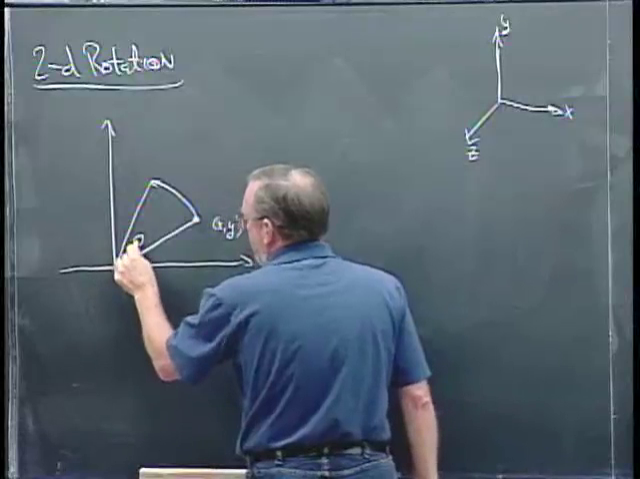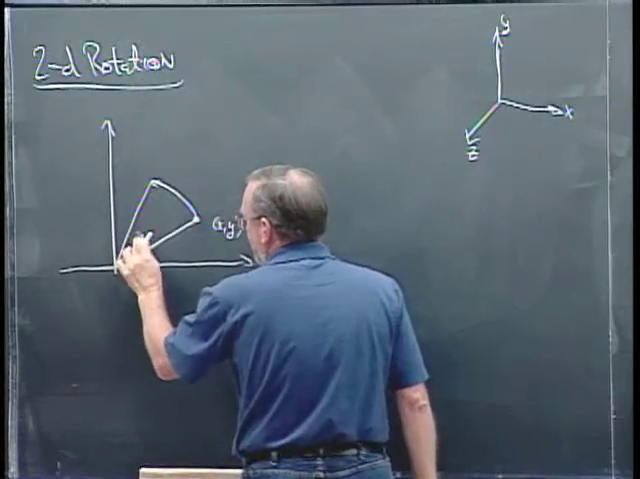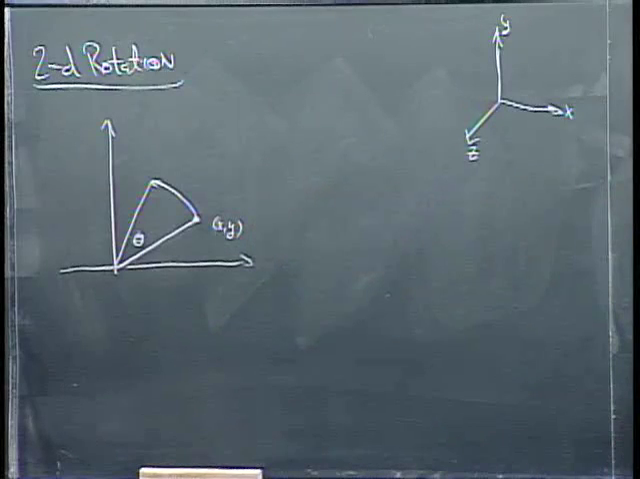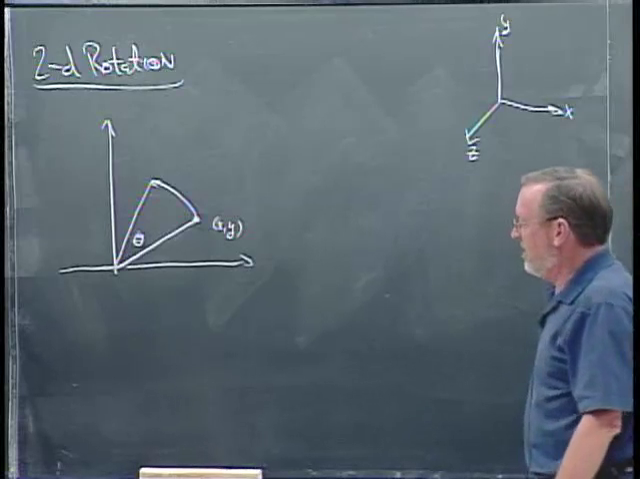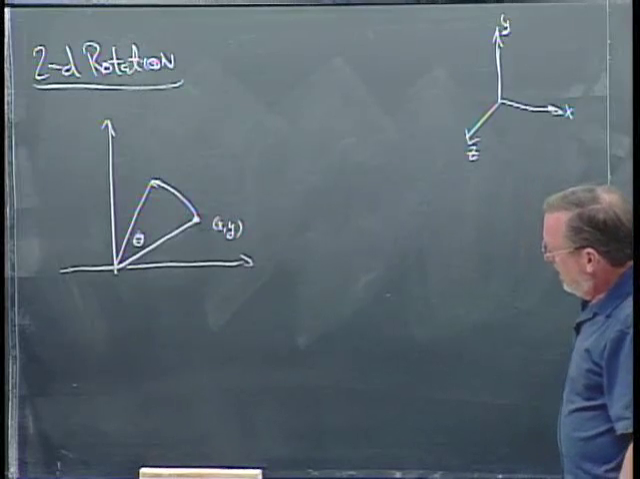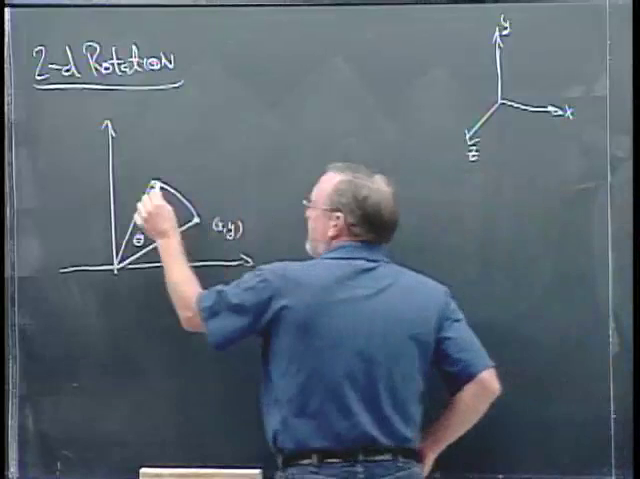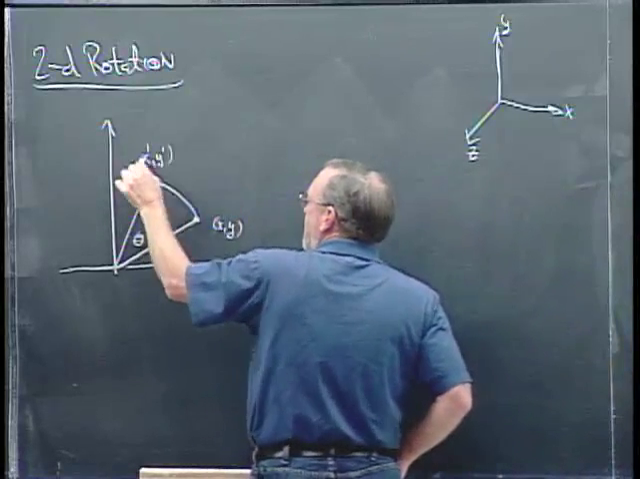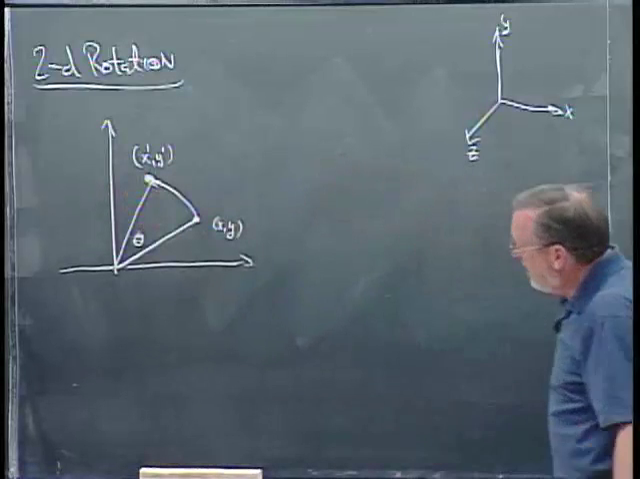Let this angle be theta here. I'm going to rotate it theta radians around this point, or theta degrees if you will. And what I want to do is find this point up here, what this point is equal to, x prime and y prime.